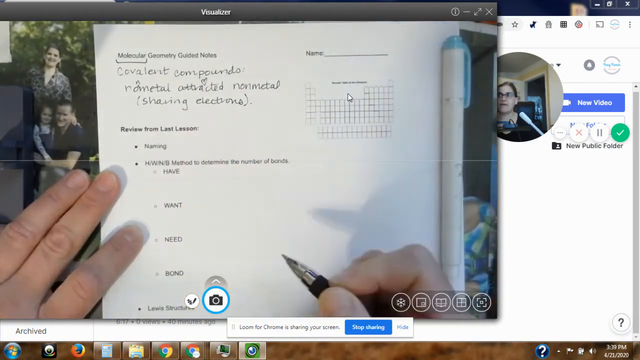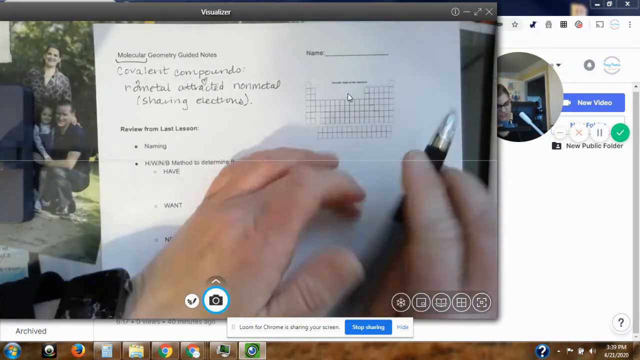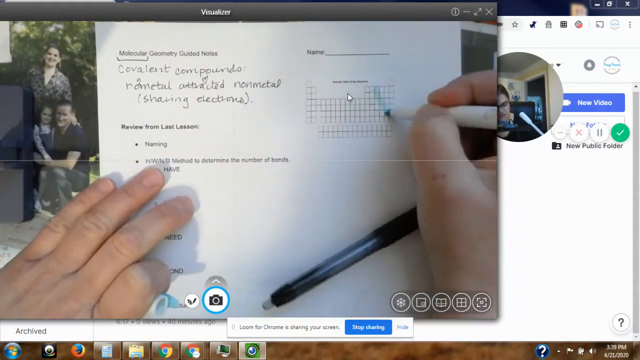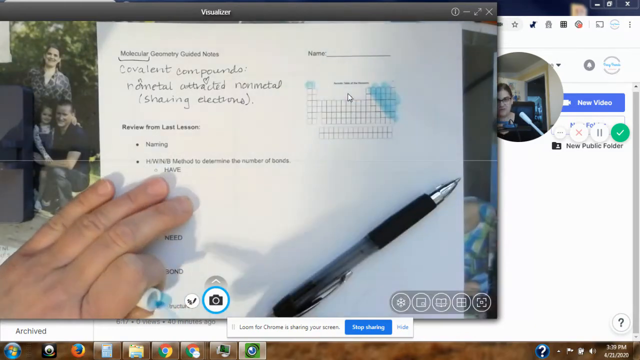Okay. So quick recap here. Over in this section, I think I'll just use my highlighter. We've got our metalloids here. So we're talking about this region of the periodic table over here, plus our hydrogen for our nonmetals.